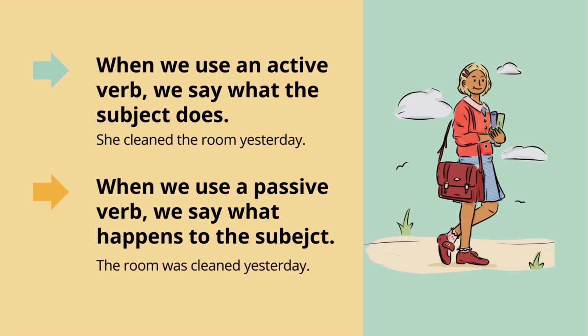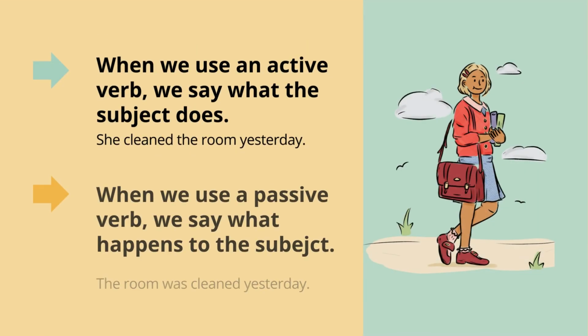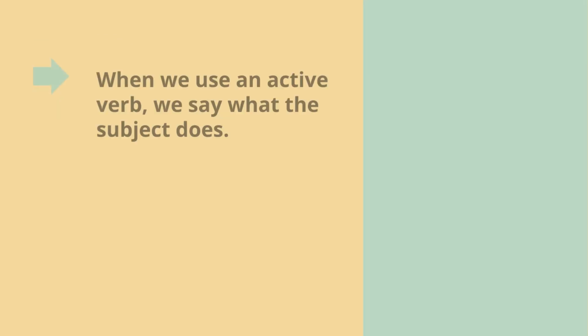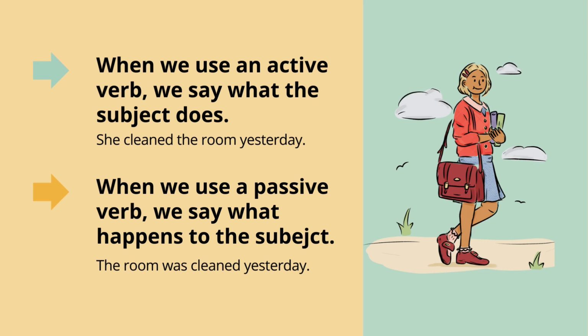When we use an active verb, we say what the subject does. She cleaned the room yesterday. When we use a passive verb, we say what happens to the subject. The room was cleaned yesterday.